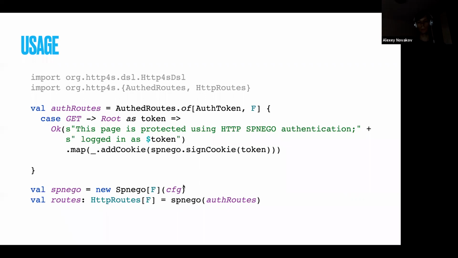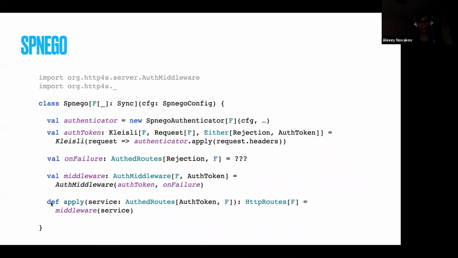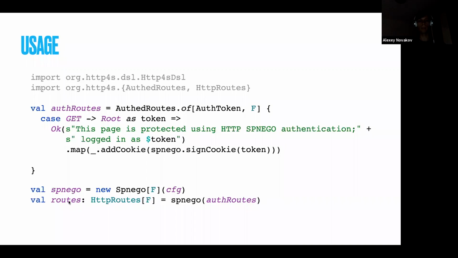Let's imagine there are some server principals and other configuration required for this SPNEGO authentication, or Kerberos authentication, under the hood. And we plug in these auth routes. As you remember, that apply function that we have right here returns back normal routes, HTTP routes. So we have them back here. And once we have the routes, we can plug them into our server and start the server. So there's already a final point where we can use this middleware.